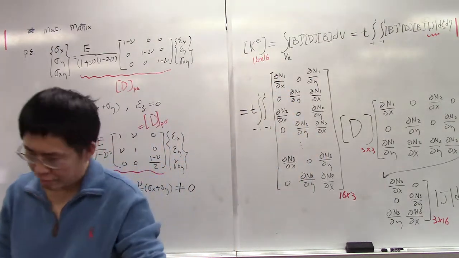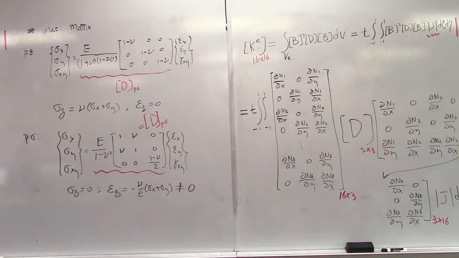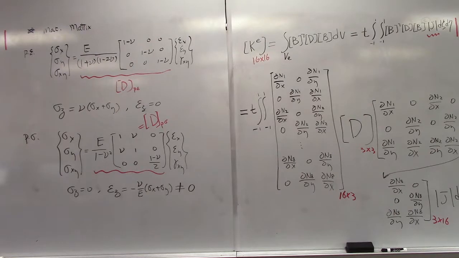Well, for one element, we have 8 nodes. But why is the stiffness matrix double the size? I mean, it's 16 by 16, not 8 by 8. Why? We have an X and Y displacement. We have 2 degrees of freedom for each node. We have U and V, okay? Therefore, each node has 2 degrees of freedom. Total 16 degrees of freedom. So it's 16 by 16.